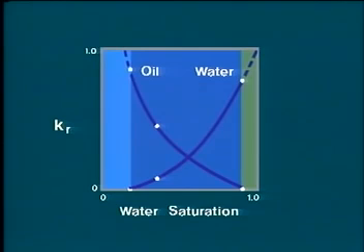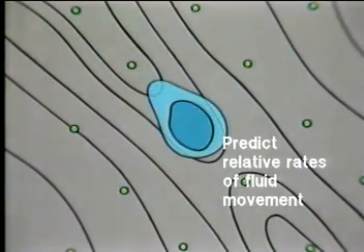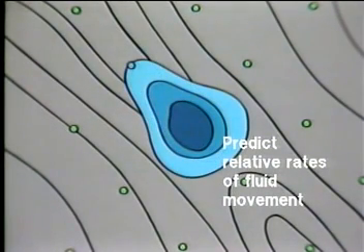By obtaining relative permeability curves from a number of different sample locations in the reservoir, the engineer is able to predict the relative rates of oil, gas, and water movement in the reservoir in response to injection and production activities. They are very important, then, to the proper analysis of reservoir behavior.